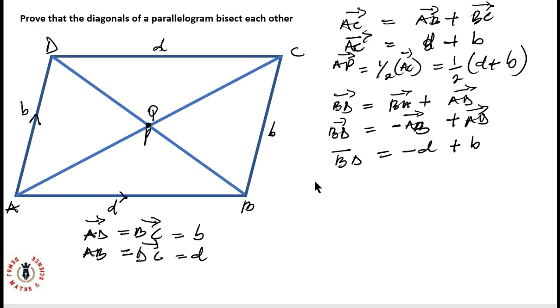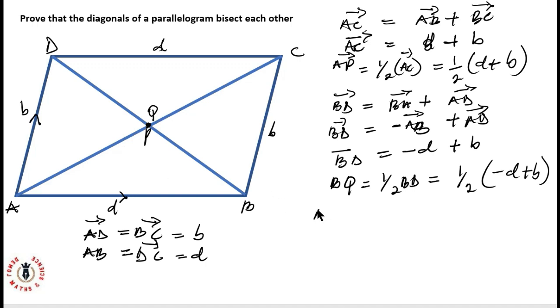Now, if you look at BQ, it is the same thing as half BD. So that this will be the same thing as half into minus D plus B. We've been able to define AP. I want us to define AQ.